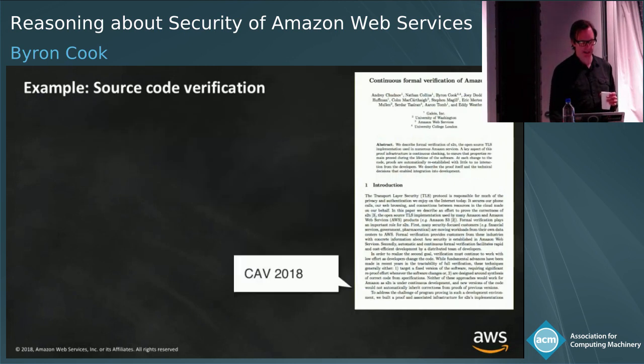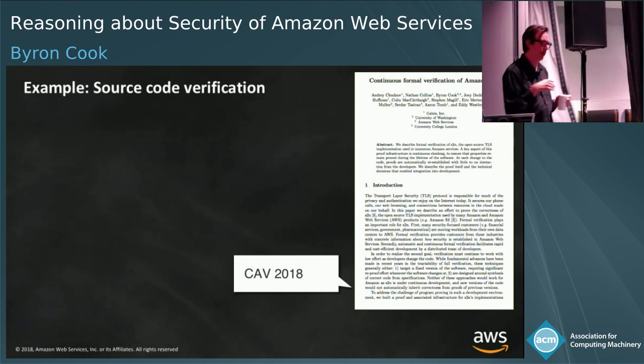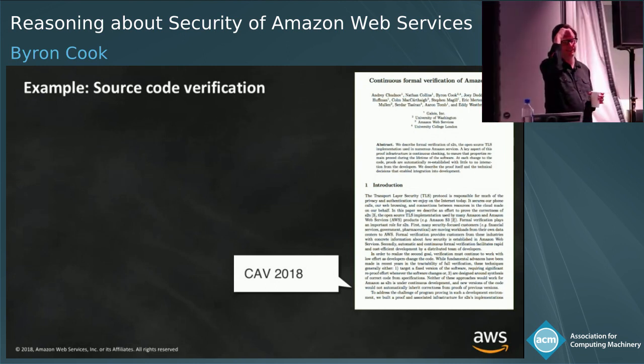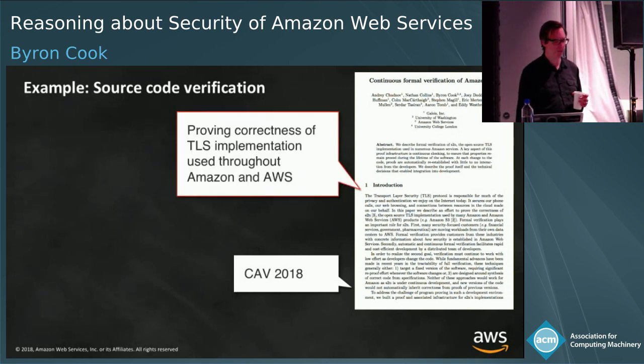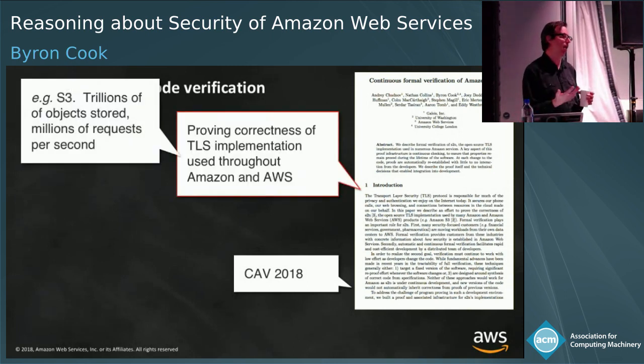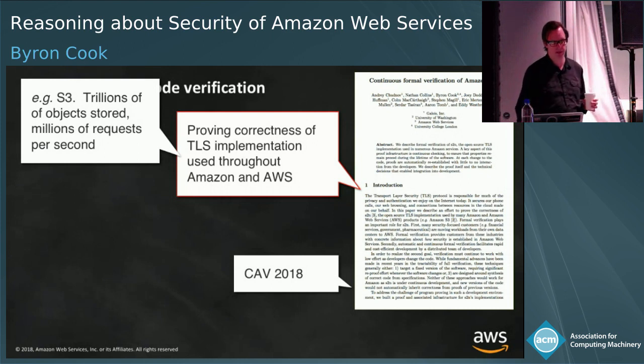Here's another one. This is a CAV paper. This is proving, for that same S2N code, the TLS implementation, we need to prove that the HMAC implementation is correct, that the protocol, like the handshake protocol implementation, is correct, and that the deterministic random bit generator implementation is correct. And so, together with Galois, we're using a tool that they have called SAW. That allows us to express the properties that we'd like to prove of the code, and then we prove that code.